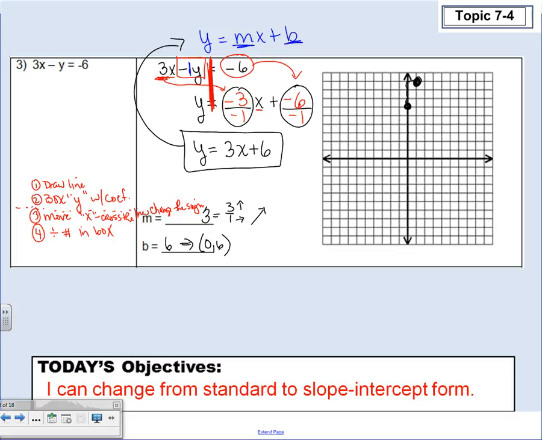Or I can do the opposite, go down 3 to the left 1. Following the same pattern, down 3 to the left 1 in order to get more points. And true enough, my graph is increasing.